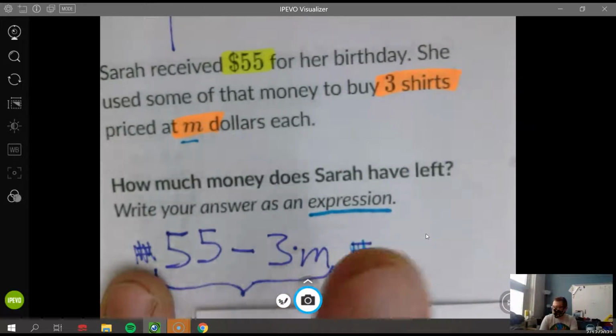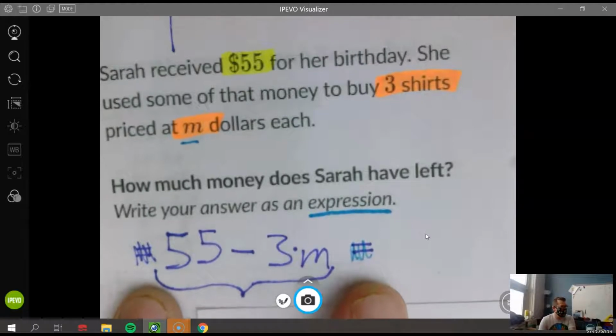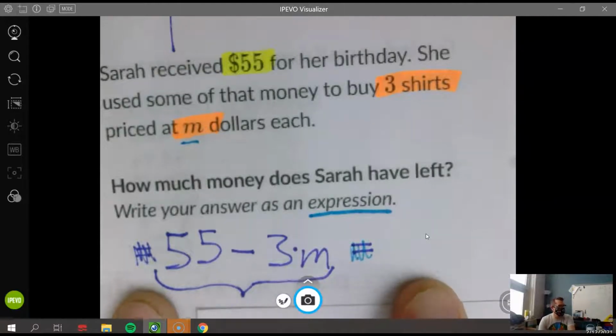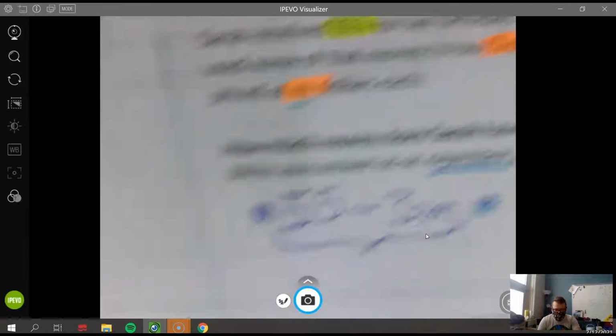Notice, there's no equal sign on either side. I drew them, but I scribbled them out to say we don't want an equal sign here. However, if they then told us she now has like $10 left, then that would be an equation, if they tell us what it now equals. But they don't, right? They just want an expression.